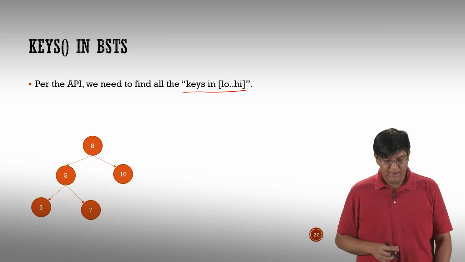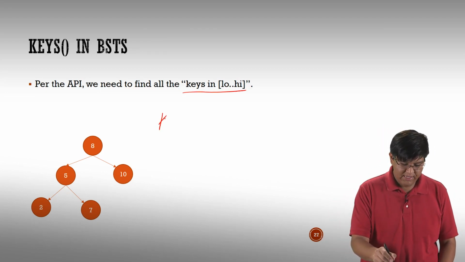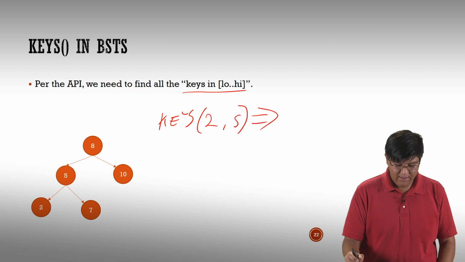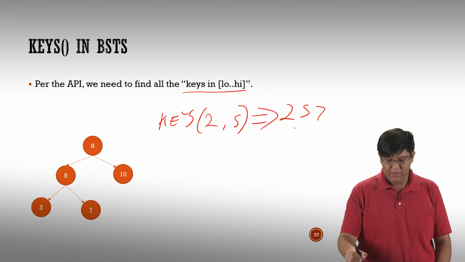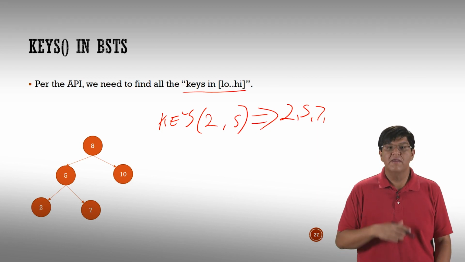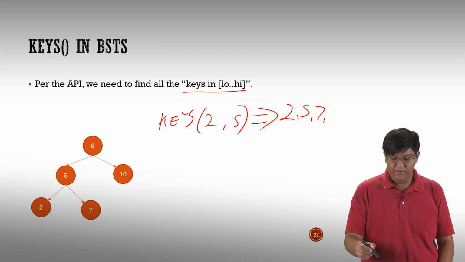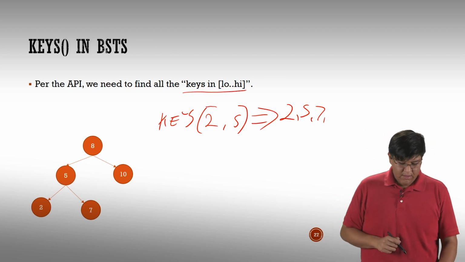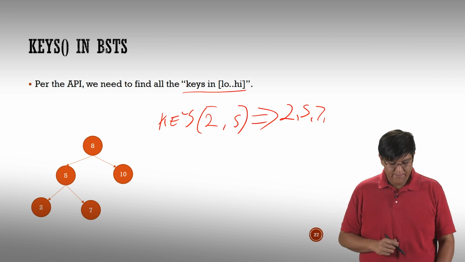So basically what we're saying is we should be able to do things like this. Return keys. So let's go keys of 2 to 5. What that should give me back out is 2, 5, 7. So I want all the keys in order within this interval, starting at 2, ending with 5.